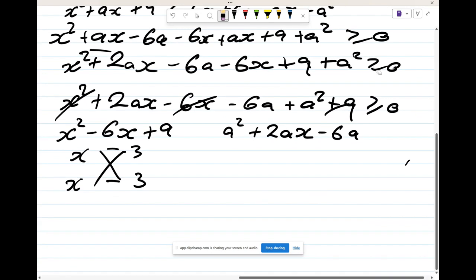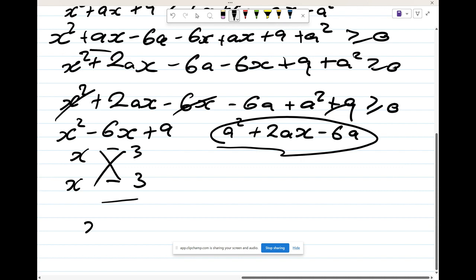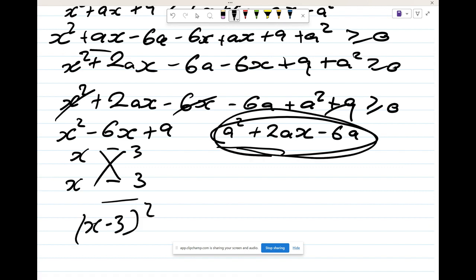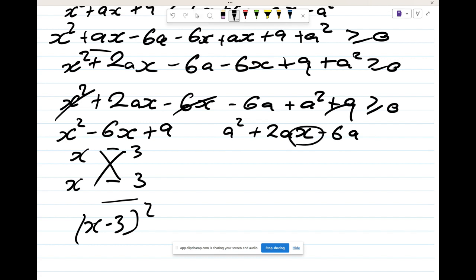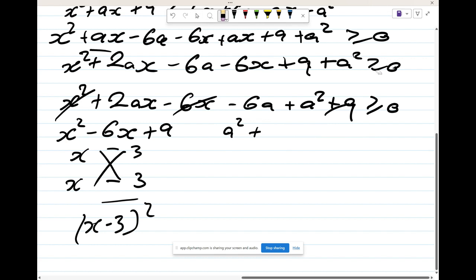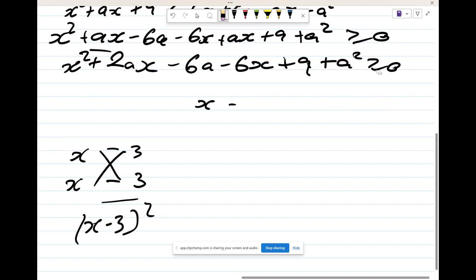Okay, so we seem to have made a mistake, because we've successfully turned this into a perfect square. So we have (x - 3)², but we can't do anything with this because we have an x here and everything else is a's. So why don't we go backwards a little bit and see what else we can do.